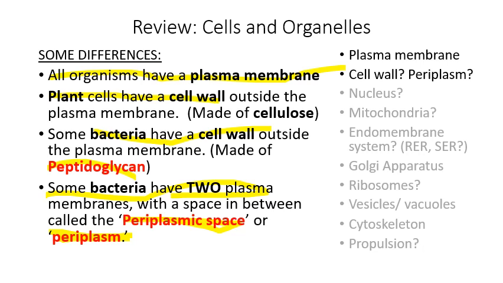So the inside of the bacterial cell is always referred to as the cytoplasm. And if it happens to be one of the types of bacteria that has two phospholipid bilayers with a space in between, it's referred to as the periplasm.